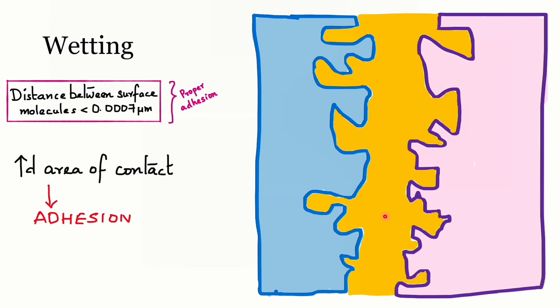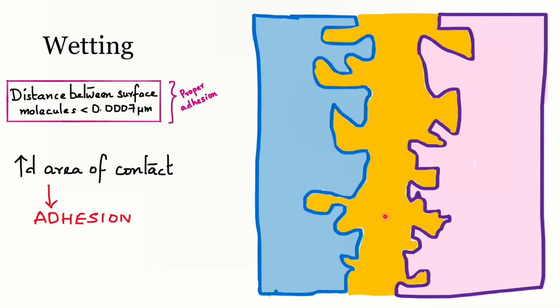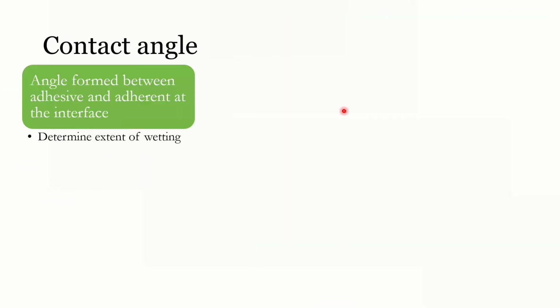So now, when the area of contact increases, the strength of adhesion increases. Next is contact angle. In wetting, there is an angle that is formed between the adhesive molecule and the adherent surface. This is what you call a contact angle. The contact angle formed will determine the extent of wetting of that particular structure.